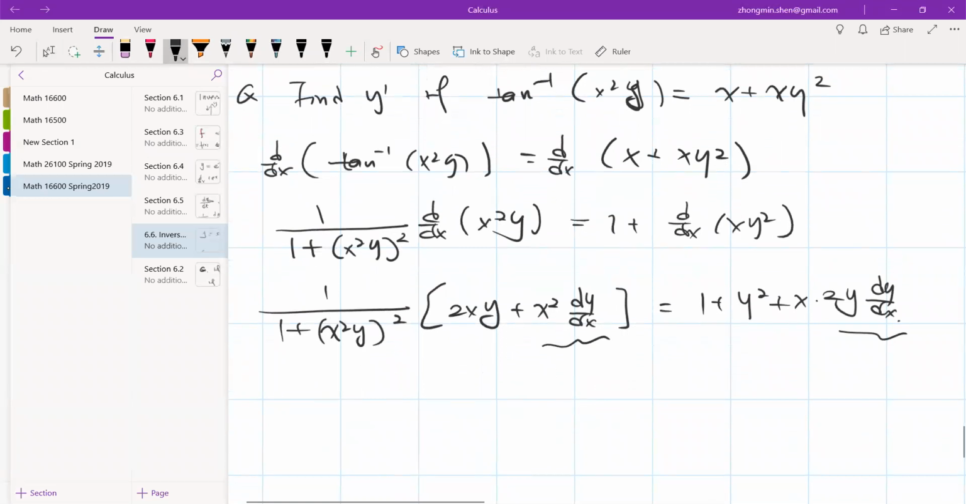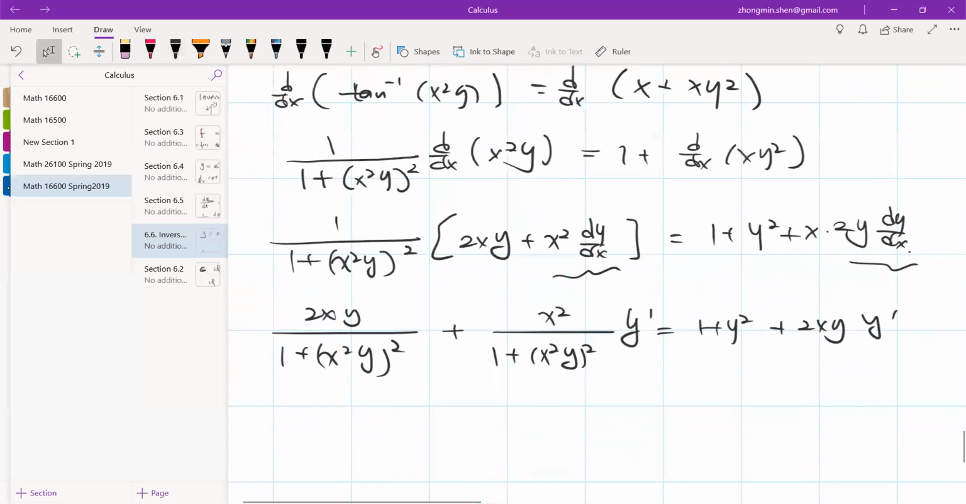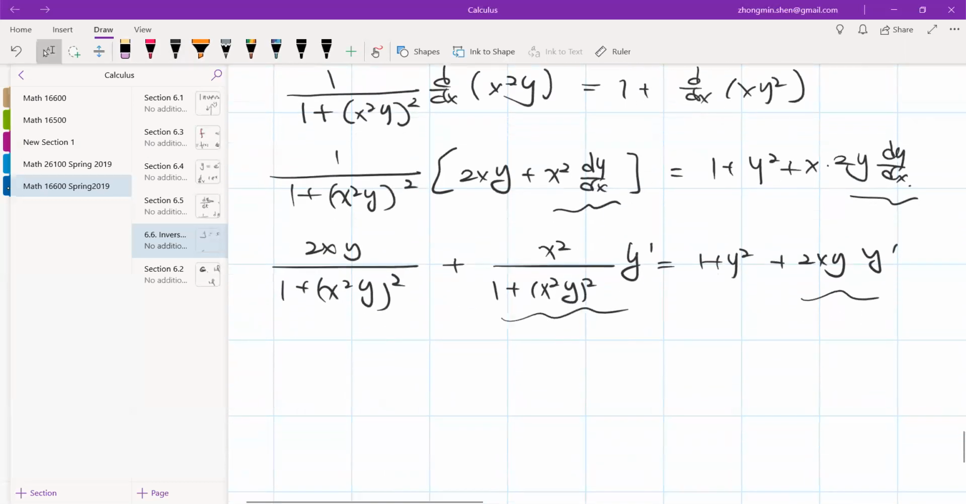So you have 2xy and plus, let's use y prime here for convenience. So now I have those 2 terms containing y prime that I have to move together. I move those two together, and then I move the other term to the right hand side. So big parenthesis.